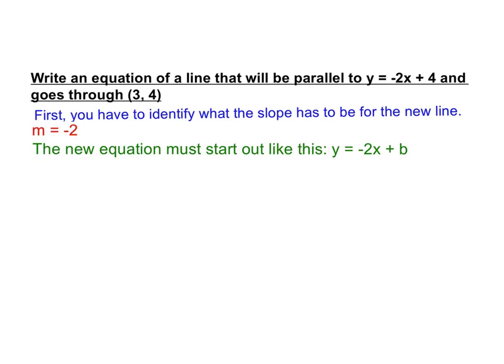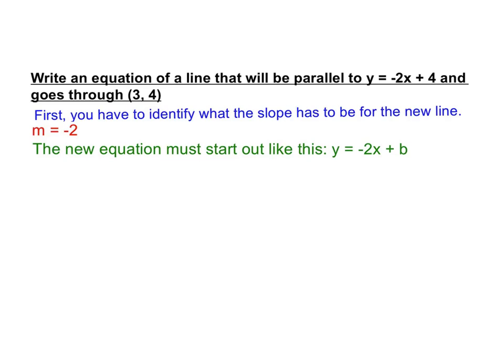This is what I have so far. The new line is going to start off y equals negative 2x plus b. I want you to find out what the y-intercept is, because at this point, it's just find the equation for a line with a slope and a point. Go ahead and do that and find out what b is.